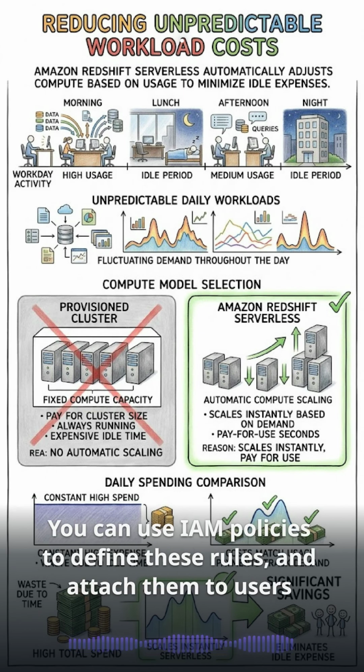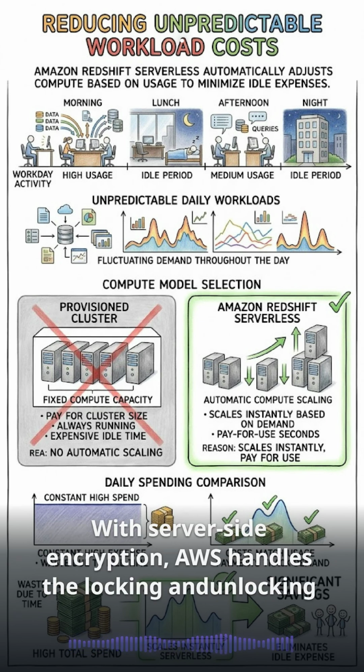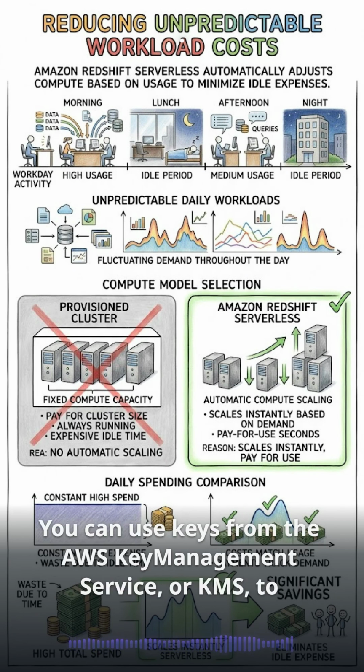You can use IAM policies to define these rules and attach them to users or groups easily. Encryption is another huge topic, and you can choose between server-side encryption and client-side encryption for your data. With server-side encryption, AWS handles the locking and unlocking of your files inside the S3 storage service. You can use keys from the AWS Key Management Service, or KMS, to manage this process very securely.